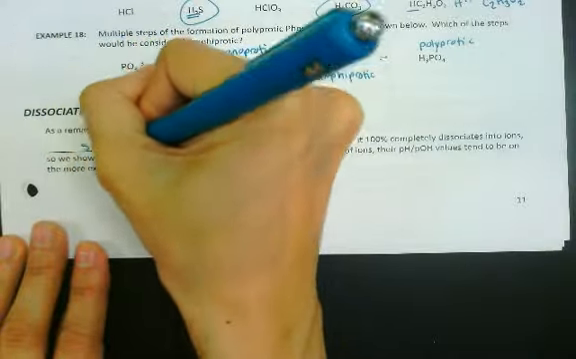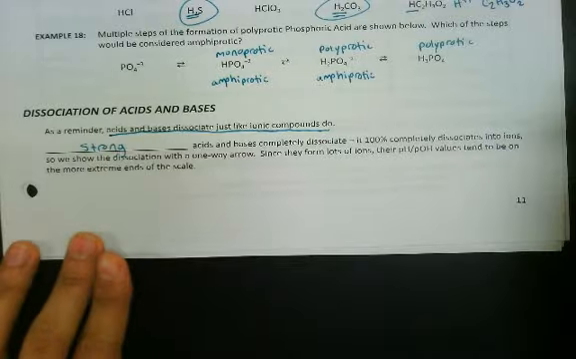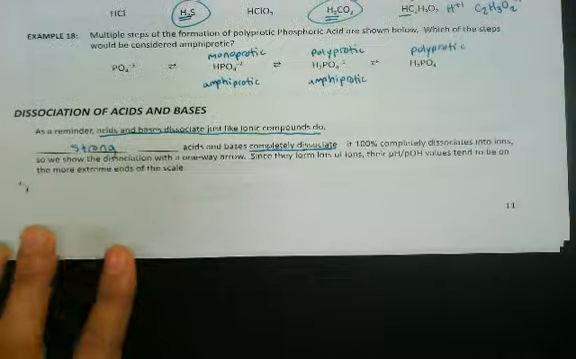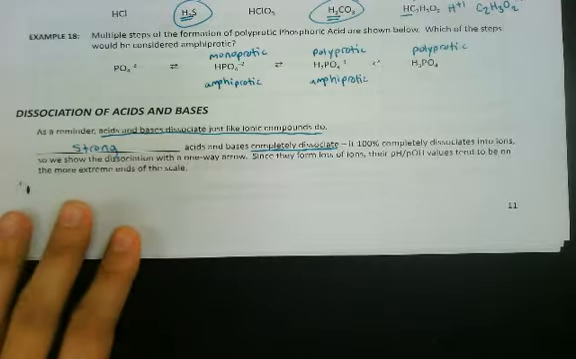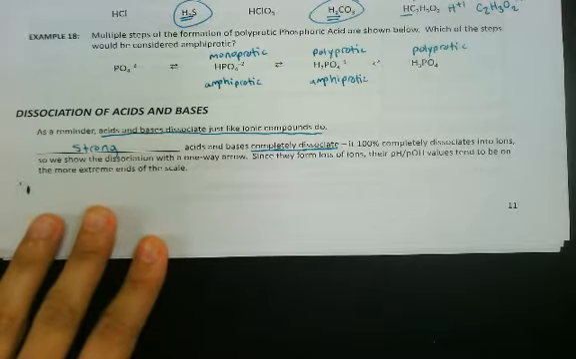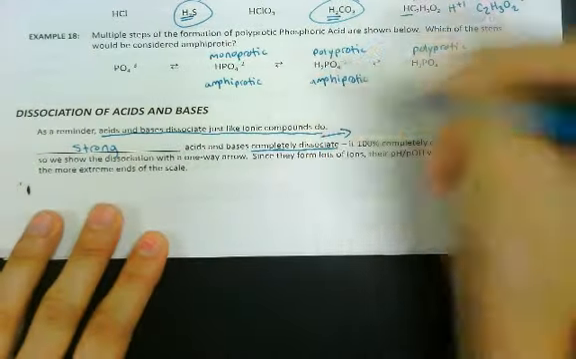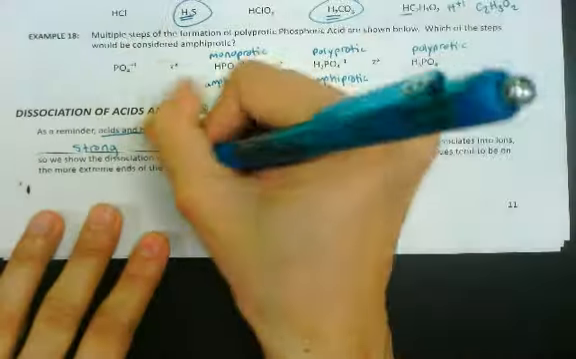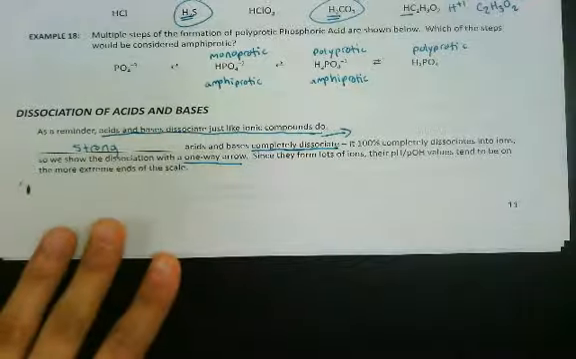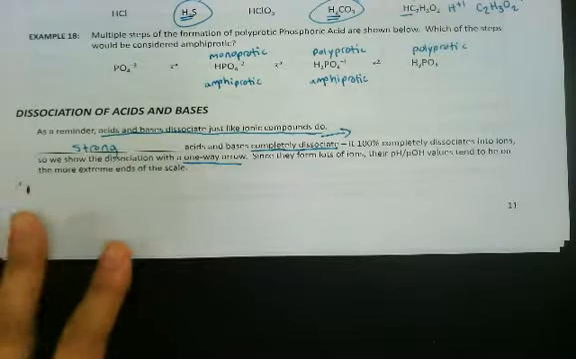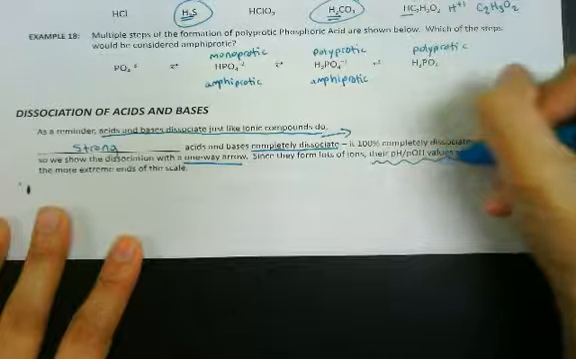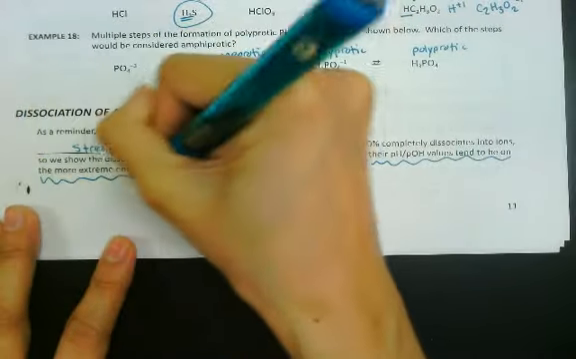Remember that strong acids and bases will completely dissociate. Do y'all remember what type of arrow we used to represent the complete dissociation? One-way arrow. Completely dissociate, we use a one-way arrow. And since they completely dissociate, they're going to form lots of ions, and so their pH and pOH values tend to be on the more extreme ends of the scale.